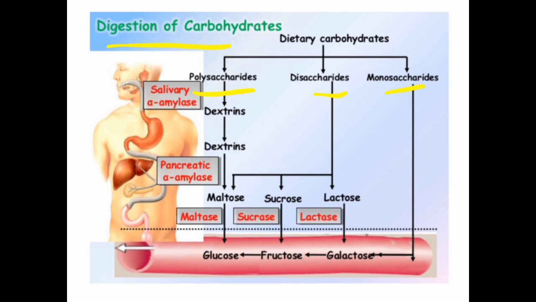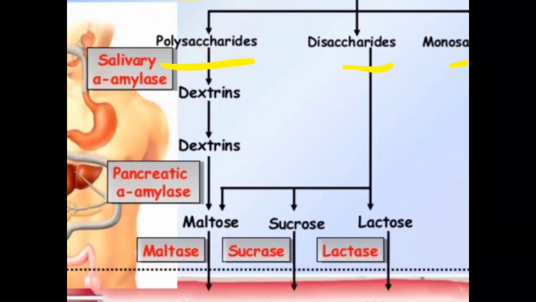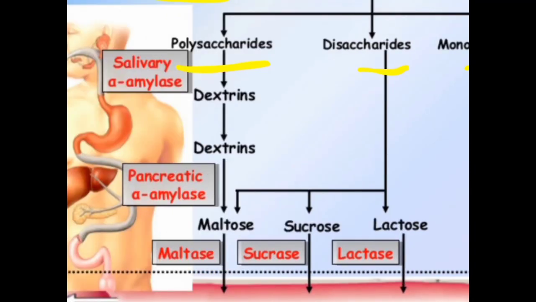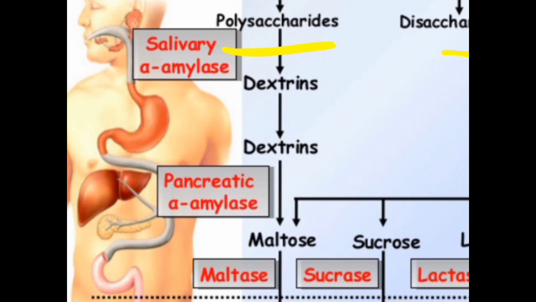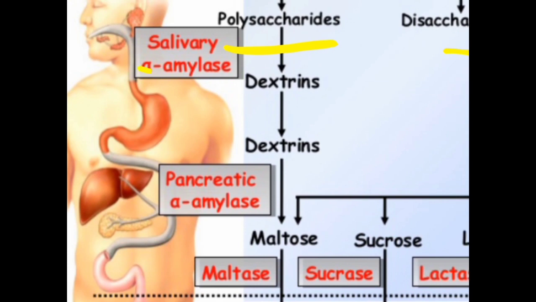Okay, before we start that, let's look at the apparatus. The first thing that happens when you take dietary carbohydrate is that saliva is added to it, and it produces alpha amylase. What do I call it? Salivary alpha amylase. Have you seen it? Salivary alpha amylase. Now that is in the mouth.